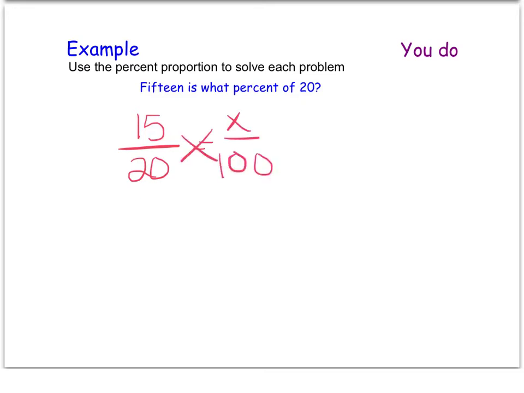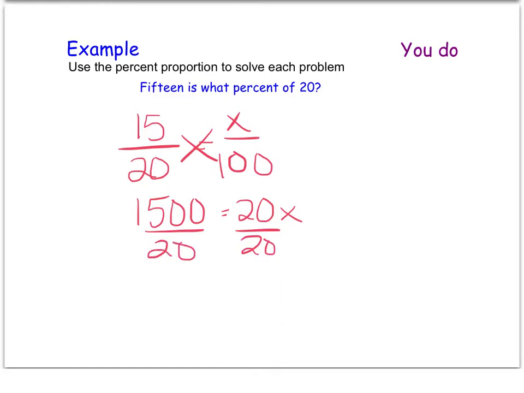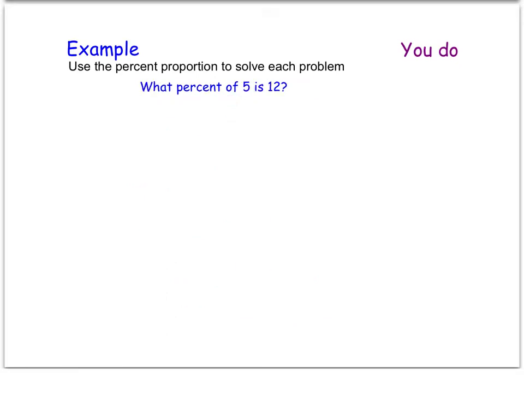We do some cross multiplying, and 1500 equals 20x. I divide by 20 on both sides, and 1500 divided by 20 is 75. And it asked me what percent, so I have to have that percent sign on the back of it. All right, here's another you do. Try this one as best you can. When you've finished trying, then you can replay me and see if you got the answer correct.